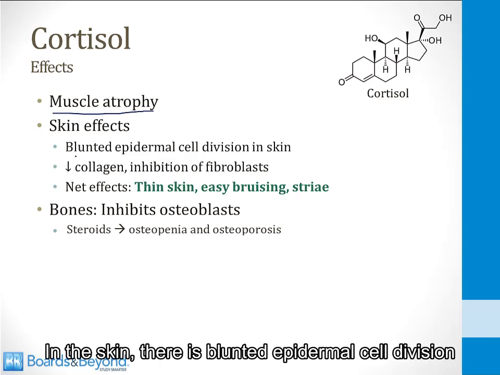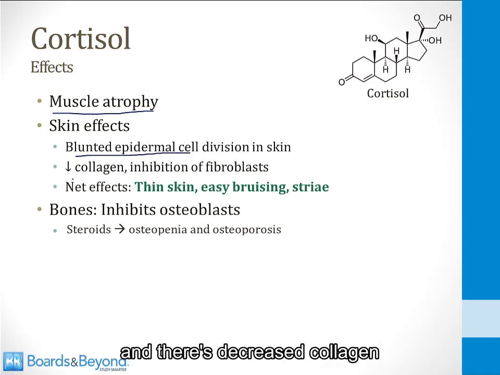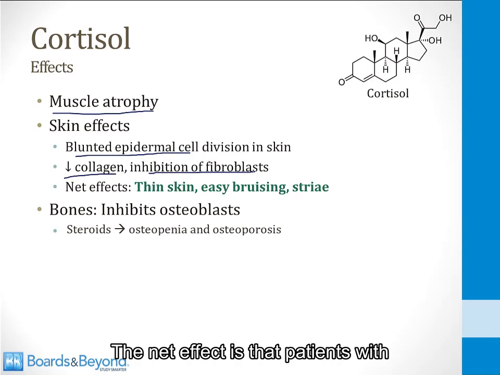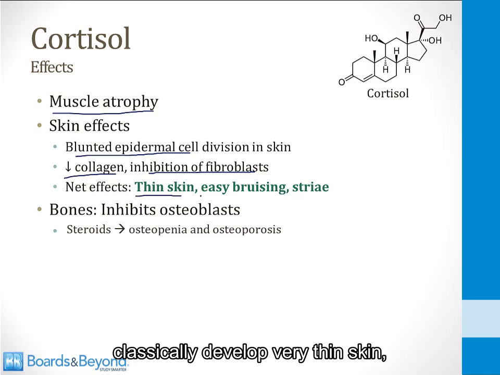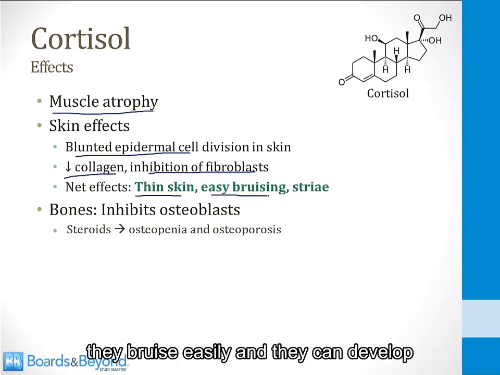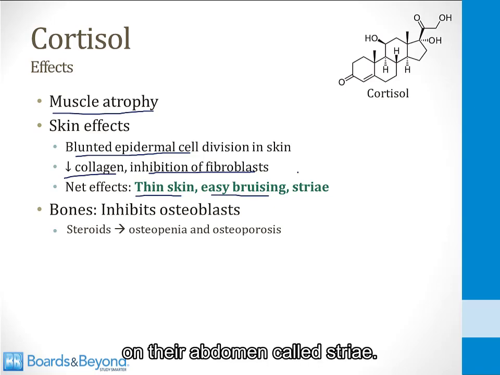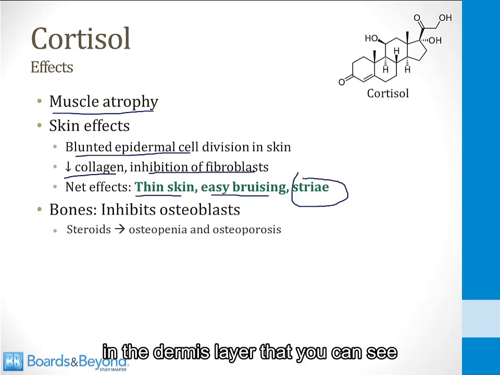In the skin, there is blunted epidermal cell division and there's decreased collagen as well as inhibition of fibroblasts. The net effect is that patients with chronically high cortisol levels classically develop very thin skin. They bruise easily and they can develop these purple stretch marks on their abdomen called striae. The striae are blood vessels in the dermis layer that you can see because the skin has become so thin.